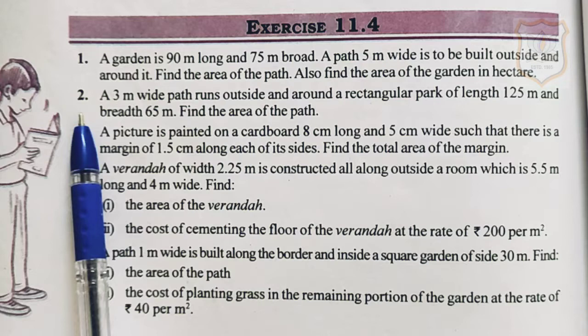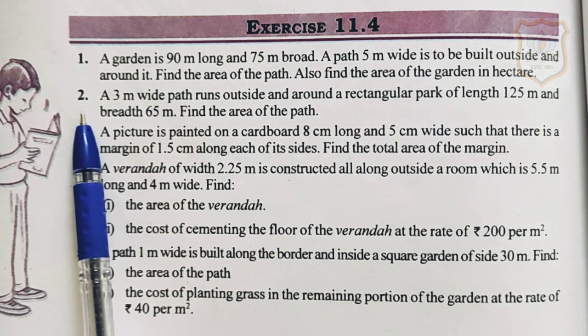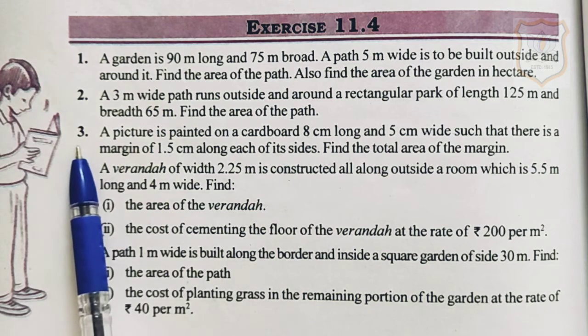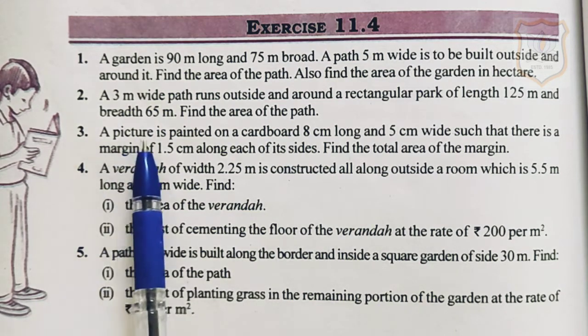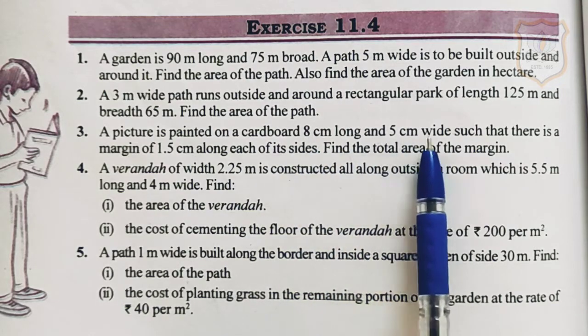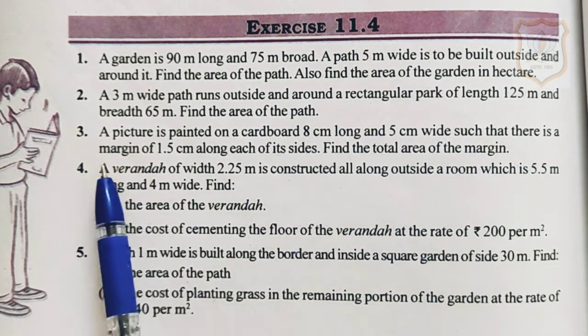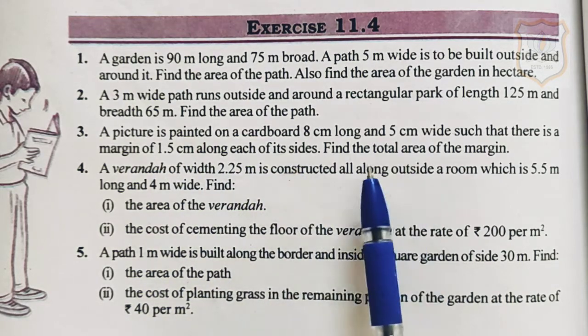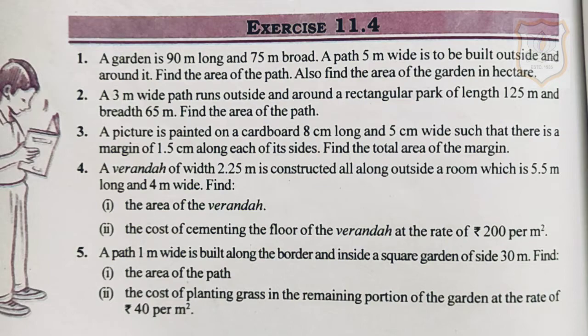Question number 2 of exercise 11.4, you have to do it by yourself. It's similar to question number 1. Now question number 3. A picture is painted on a cardboard 8 cm long and 5 cm wide such that there is a margin of 1.5 cm along each of its sides. Find the total area of the margin.